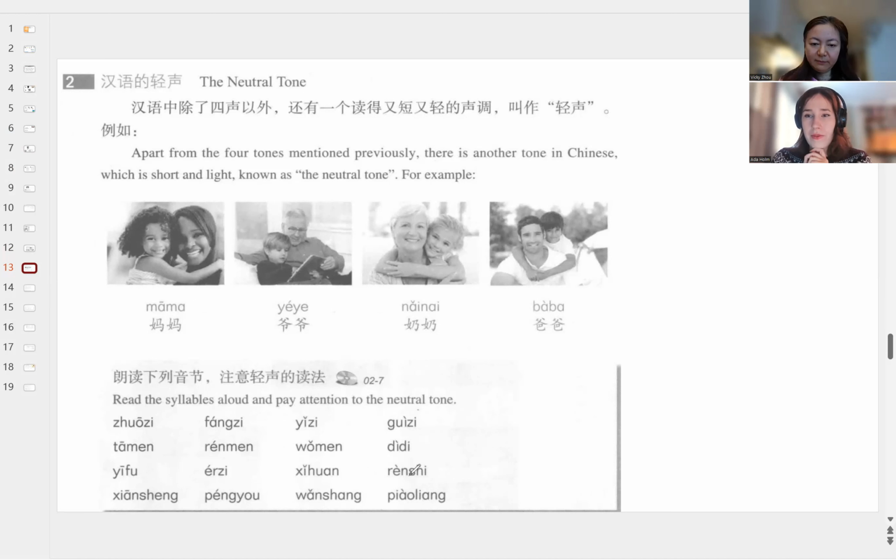喜欢, 认识, 很好, 认识. 先生, 对的, 先生. 朋友, 很好, 晚上, 很好, 漂亮, 很好, 轻声很好啊, neutral tone, very good. You continue.